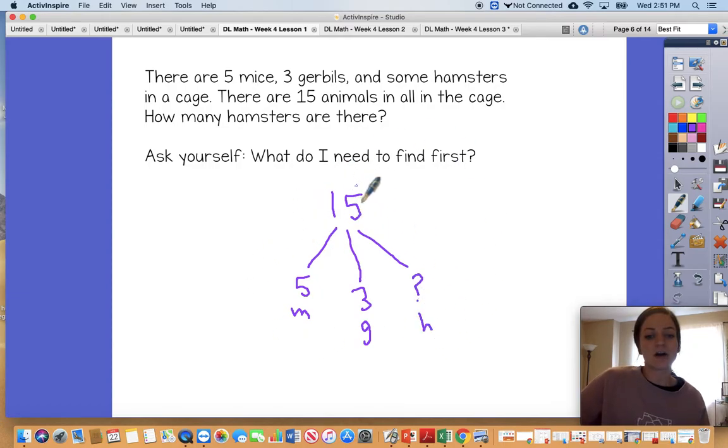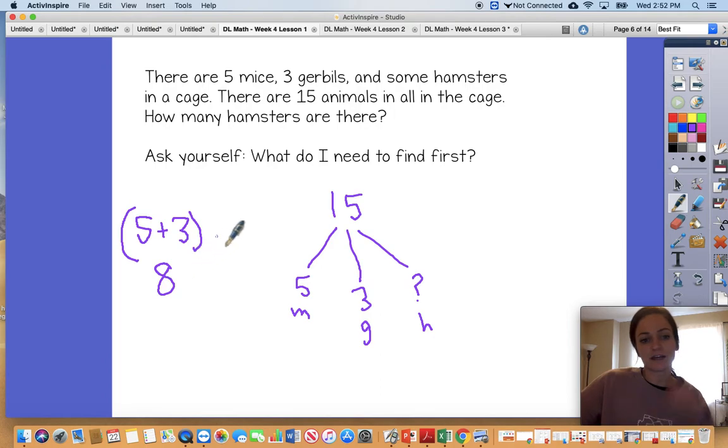I need to figure out how many hamsters there are if 15 is the total. Well, first I need to figure out how many animals in all are there that aren't hamsters, okay? So I'm going to add the mice and the gerbils together. So 5 mice plus 3 gerbils, and I'm going to put parentheses around it, it's the first part I did, will tell me how many animals there are in the cage that aren't hamsters, okay? 5 plus 3 is 8, okay?